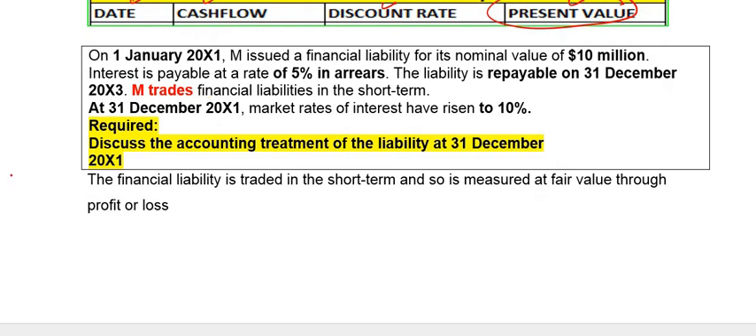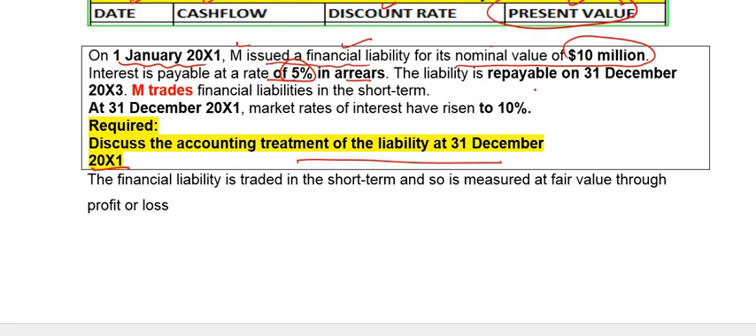Discuss the accounting treatment of the liability on 31st December 2001. Now on 1st January 2001, M issued a financial liability for its nominal value of this amount. This is the nominal value. On 1st January, M issued a financial liability, nominal value is 10 million. Interest is payable at the rate of 5%. This is the interest payment, and this interest is in arrears.